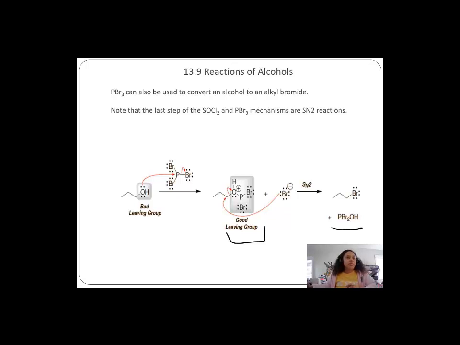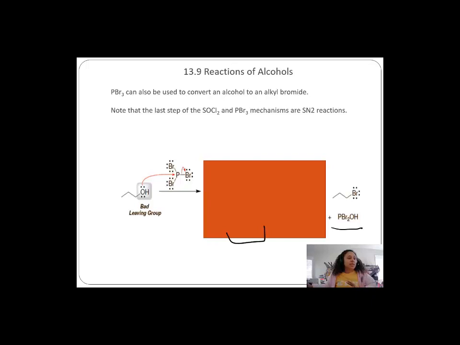But again, I don't want you to focus and fixate on the mechanism. I really want you to focus on what the products are. Again, this is an SN2, so it will work with methyl, primary, slow with secondary, but it can work. It definitely works really well with allylic and benzylic.